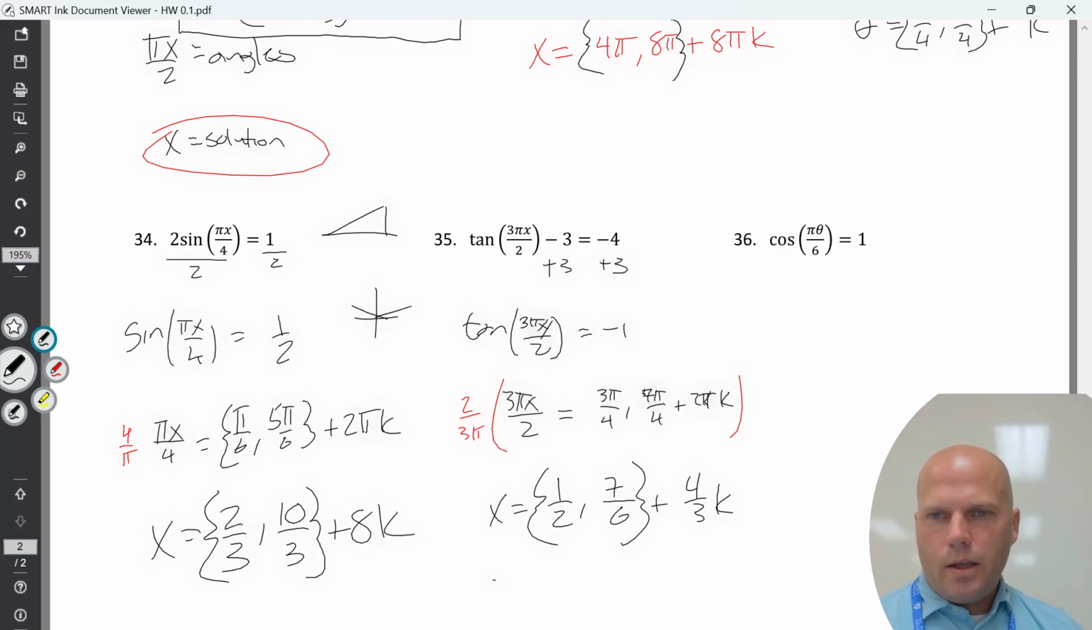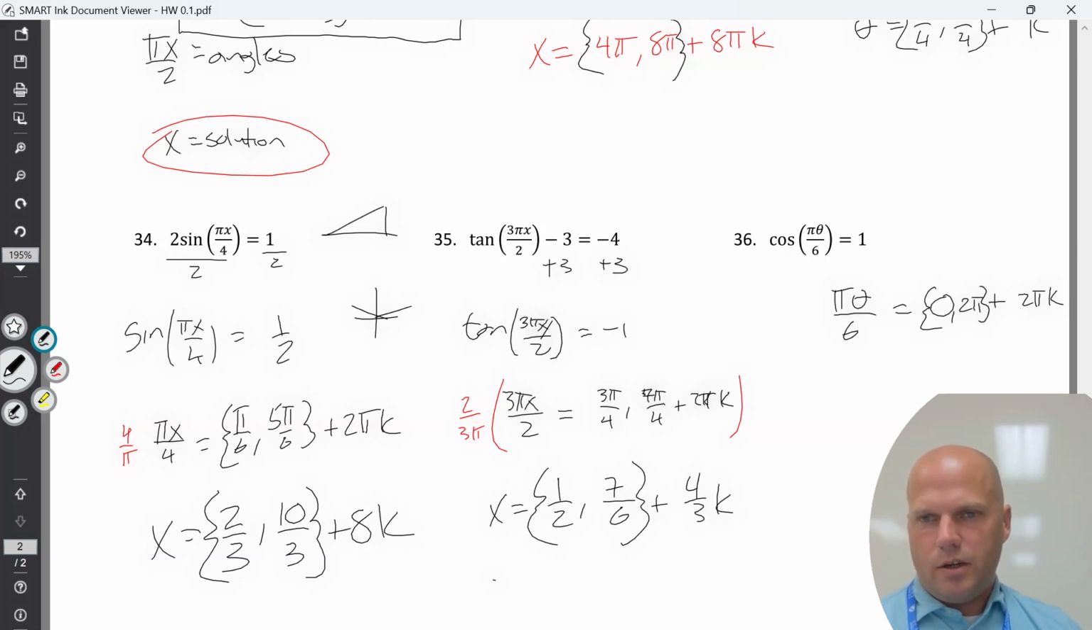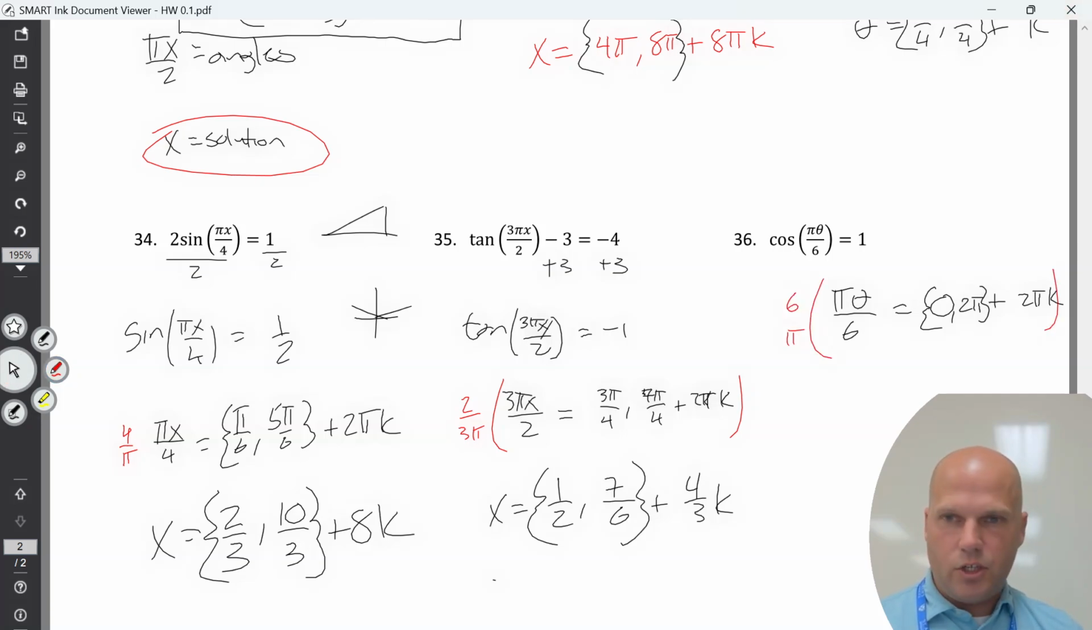Cosine equaling 1 is at 0 and 2 pi. So my angles are 0 and 2 pi and multiples of 2 pi. So it's really just 2 pi. If you want to do that, you could just say it's 2 pi k, because that includes 0 if k is 0. Then I'm going to finish off by multiplying by 6 and dividing by pi to get my solutions. And then I'm going to go to senior breakfast.